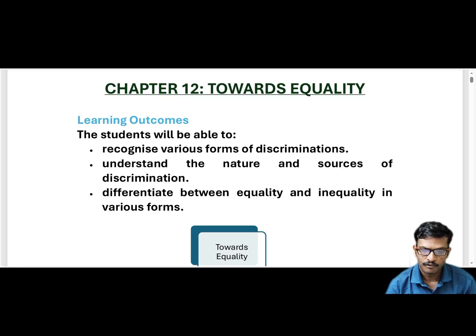Here there is a flow chart in your textbook. According to this flow chart, we are going to discuss this topic. Towards equality is divided into 3 types: diversity, discrimination, inequality. Discrimination is again divided into 2 types: prejudice and stereotype. According to this flow chart, one by one we will discuss in detail in the coming videos.